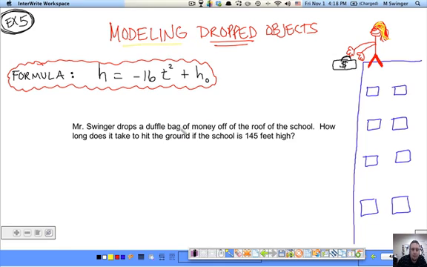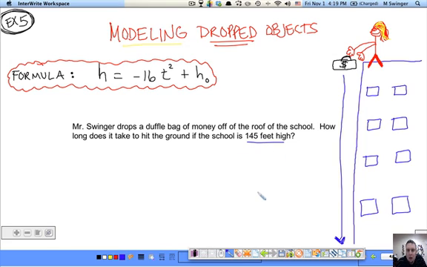So here's my question. I drop a duffel bag of money. I'm not sure why I'm dropping a duffel bag of money, but that's what's going on. Off the roof of the school. How long does it take to hit the ground? So I'm taking this money off the roof of the school and it's going to drop down. How long does it take till it hits the ground on the bottom? Now I tell you the height of the school. So from here to here is 145 feet high.